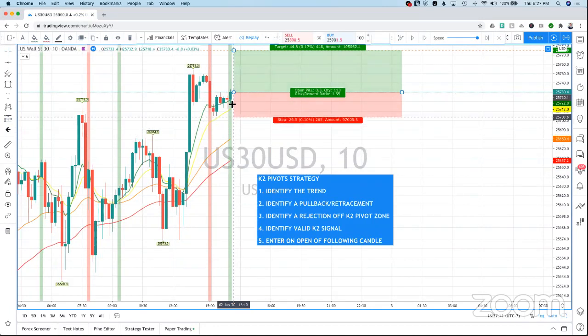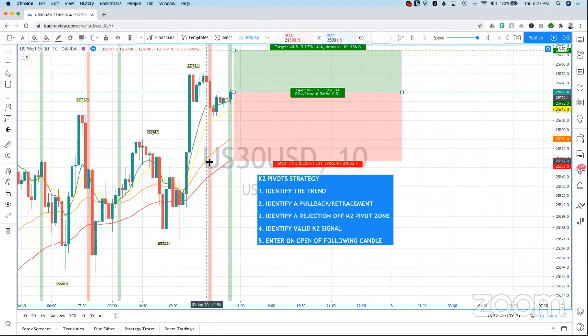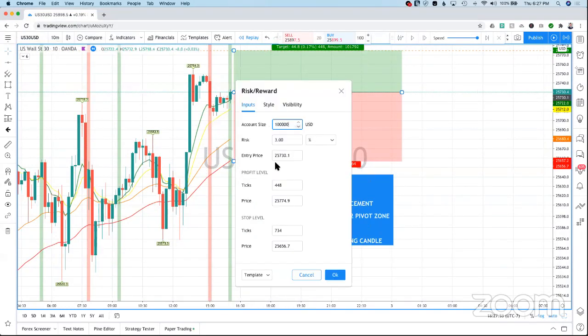Stop loss would either be, I wouldn't put it here because it's too close. It's only 200 pips. So you can put it down to level 3, which is about 500 pips, or level 4, which is about 700 pips. Now, a reminder, it works on all assets. So I'll show you another one after.